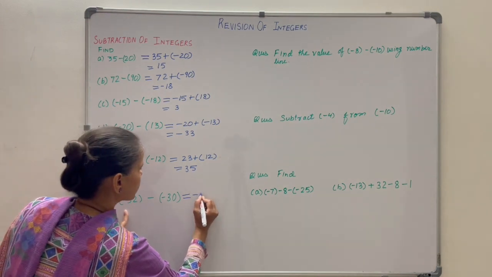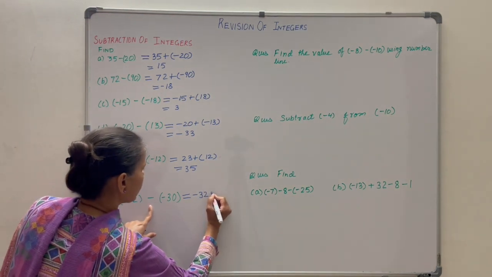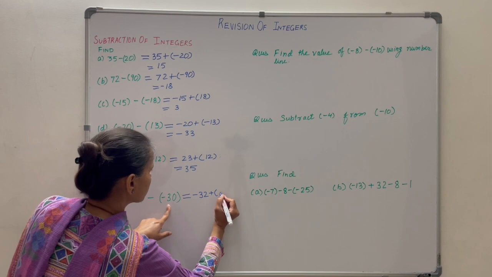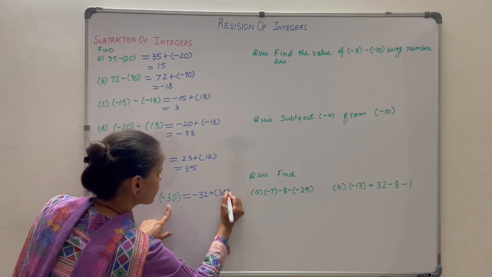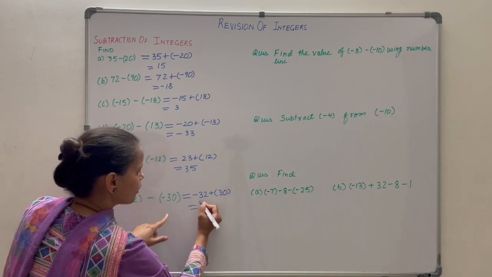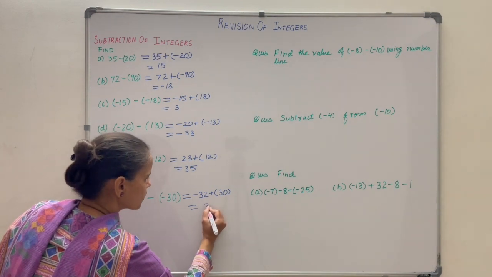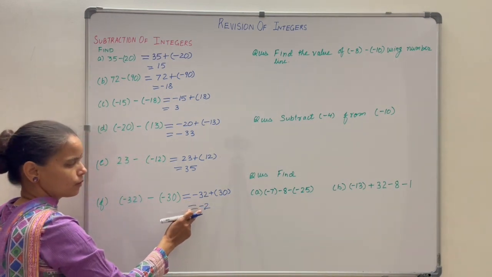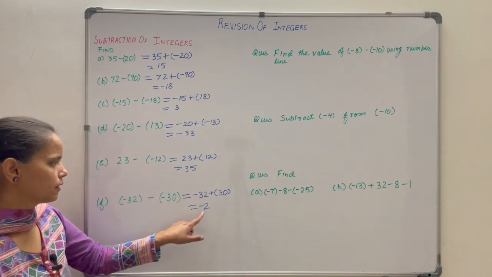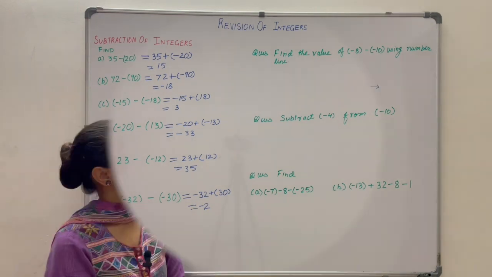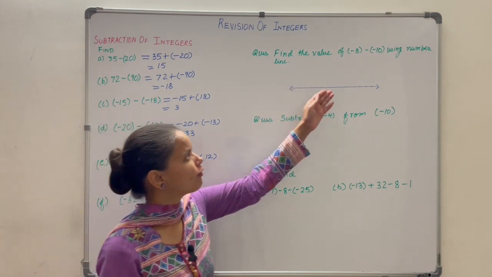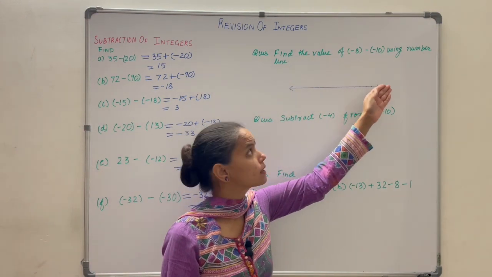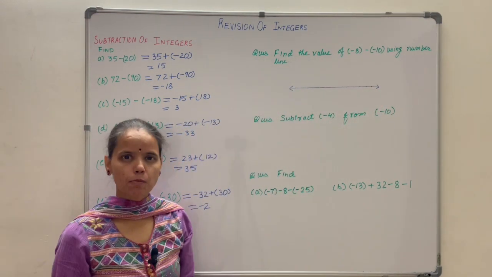So here minus 32, add the additive inverse of the number that is being subtracted. So plus 30. Now this is minus, that is plus, so you need to take the difference and the sign of the greater number. Minus 32 is greater. So minus.